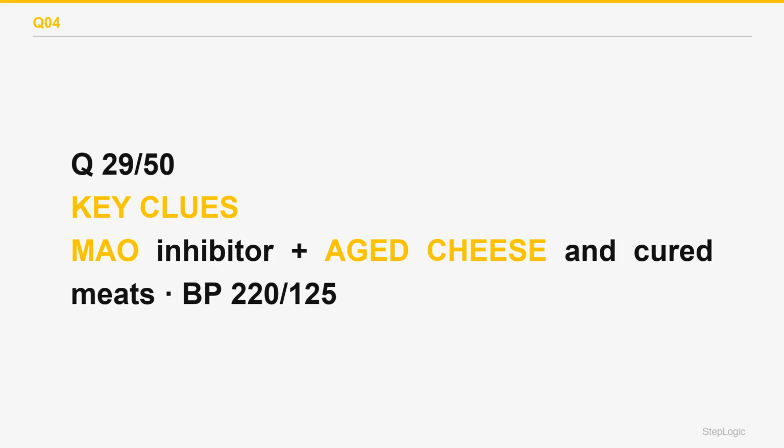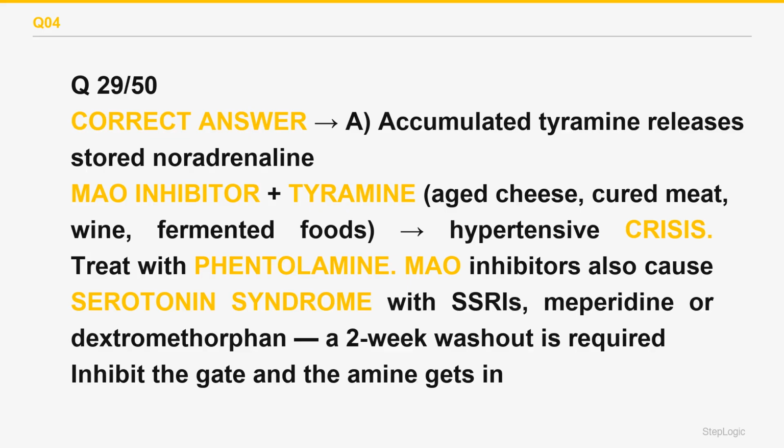Choice B misplaces the action at the receptor rather than at the vesicle. The correct answer is A. The other prohibition attached to this class is equally examinable and rests on a different mechanism. Combining an MAO inhibitor with an SSRI, meperidine, tramadol, or dextromethorphan risks serotonin syndrome, so a washout of about 2 weeks is required when switching, 5 weeks after fluoxetine because of its long-lived active metabolite. The hypertensive crisis itself is treated with phentolamine, a reversible alpha antagonist.